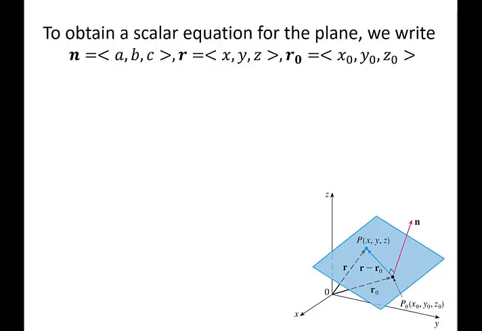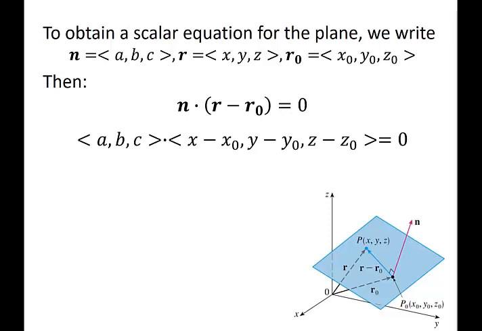To obtain a scalar equation of the plane, we suppose that the vector n has components a, b, and c. We know that r, because it's the vector that starts at the origin and ends at the point P, has components x, y, z. Similarly, r naught has components x naught, y naught, z naught. So, if the dot product of n with r minus r naught is 0, that tells us that the dot product of the vectors a, b, c with the vector x minus x naught, y minus y naught, z minus z naught must be 0.